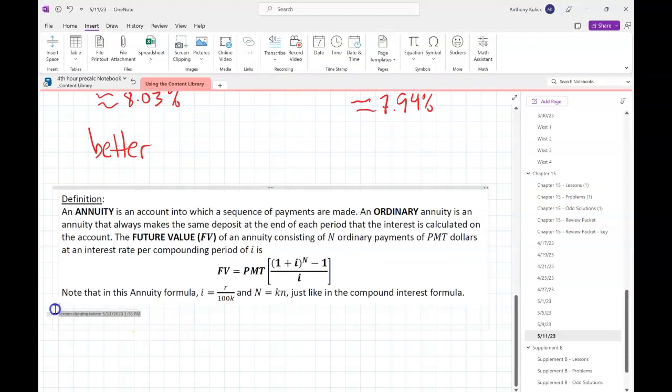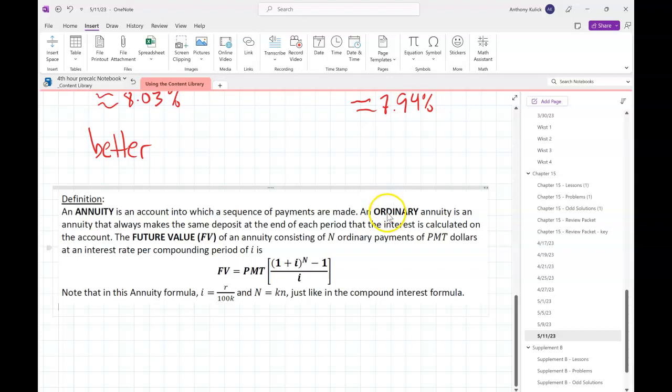So an annuity is an account into which a sequence of payments are made. You can imagine a retirement savings account where you're putting in $100 every paycheck. Or think about the reverse idea: if you've taken out a loan, the monthly payments you make to pay it back are typically the same amount every month. If you buy a car and you're paying $500 a month, that's the idea here.